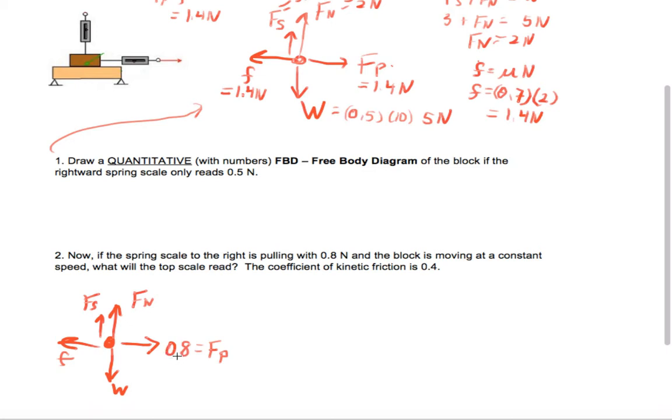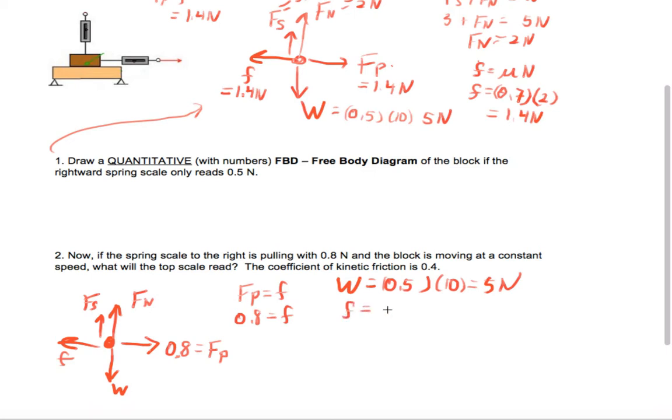Now, since we are moving at constant speed in a straight line, I know the pulling force balances the friction. So that's going to give me 0.8 for the force of friction. Now, let's see what else we can calculate. Let's get the weight. I know the weight is 0.5 times 10 newtons. That's going to give me 5 newtons. And let's get the normal force.